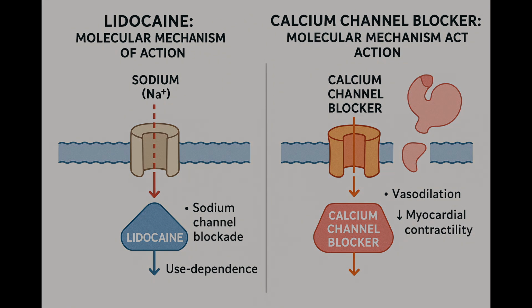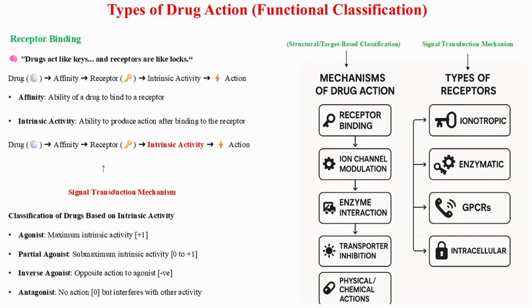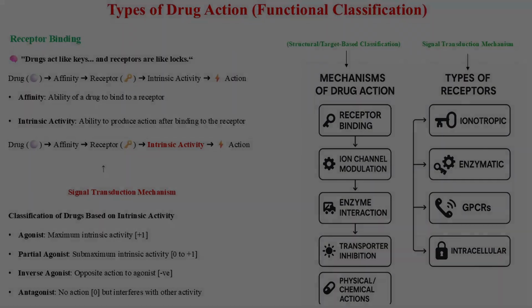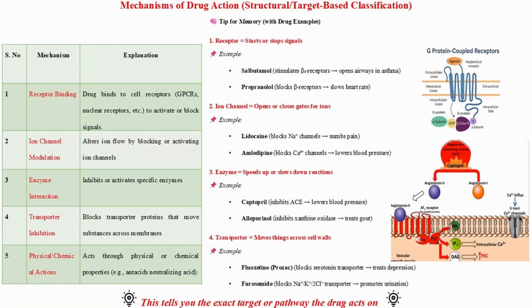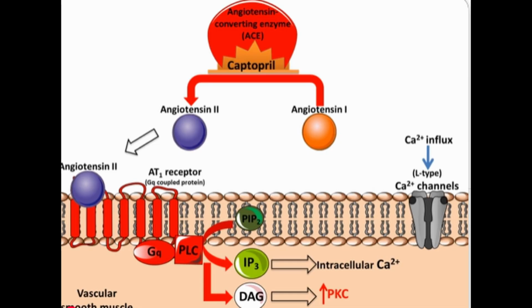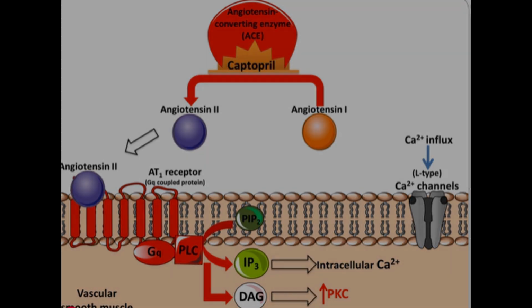So coming to the next mechanism of action through which drugs act: enzyme interaction. Enzymes are the body's chemical catalysts. The drug can either block or boost them. When a drug inhibits an enzyme, it stops the enzyme from producing certain chemicals. Example, captopril inhibits the angiotensin converting enzyme, thereby stopping the formation of angiotensin 2 and reducing the blood pressure.